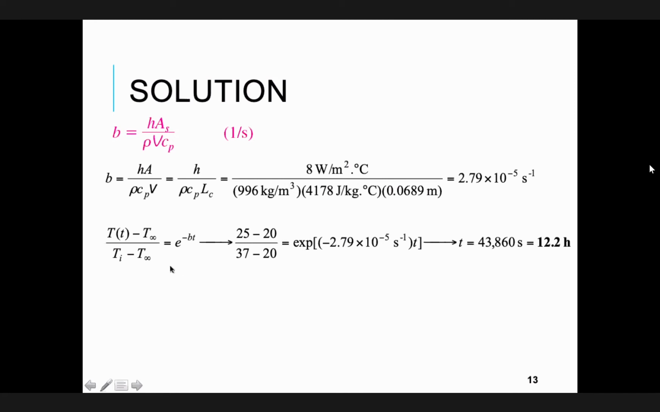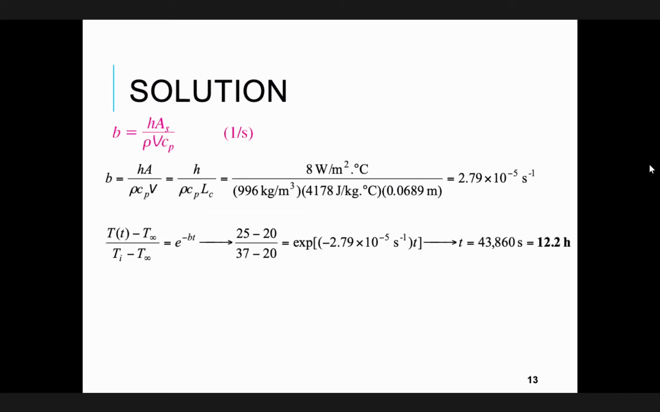If you calculate here, you can see now I have an expression. I can look at the temperature variation as a function of time. Here it was initially at 37, dropped to 25, and this took almost 12 hours. But I made an assumption. What assumption did I make?